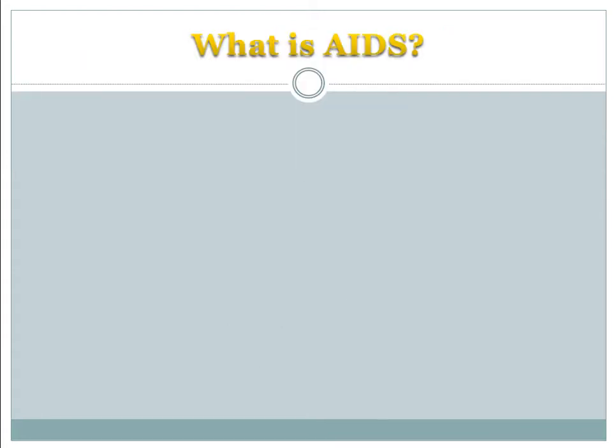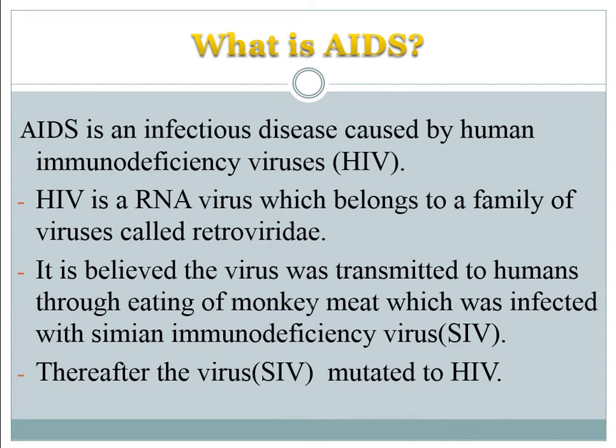So what is AIDS? AIDS is an infectious disease caused by human immunodeficiency viruses. HIV is an RNA virus which belongs to a family of viruses called Retroviridae. It is believed the virus was transmitted to humans through the eating of monkey meat, which was infected with simian immunodeficiency virus, otherwise known as SIV. Thereafter, the virus or SIV mutated to HIV.